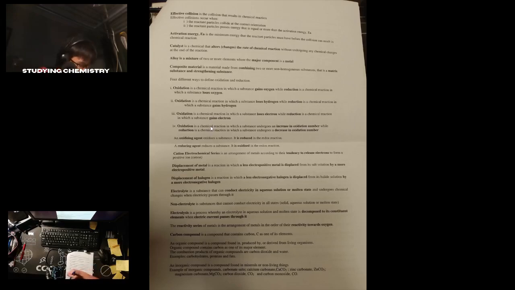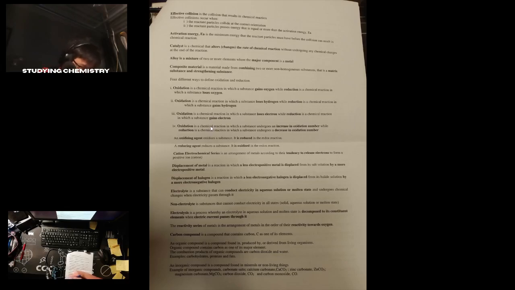The reactivity series of a metal is the arrangement of metals in the order of their reactivity towards oxygen. A carbon compound is a compound that contains carbon, C, as one of its elements. An organic compound is a compound found in, produced by, or derived from living organisms. An organic compound contains carbon as one of its major elements.